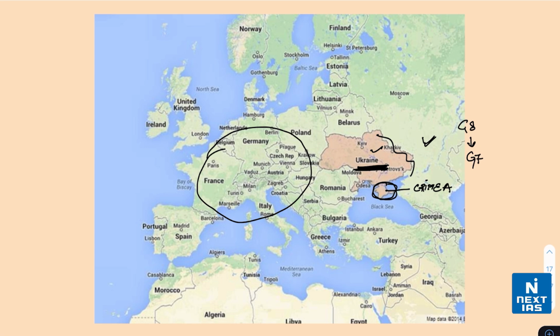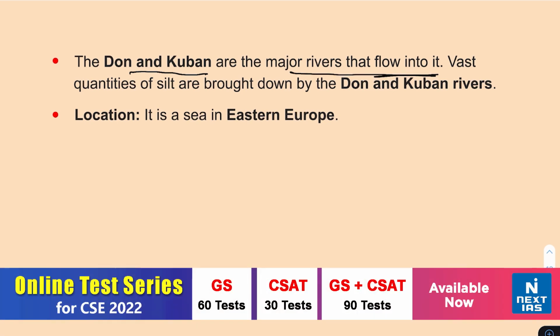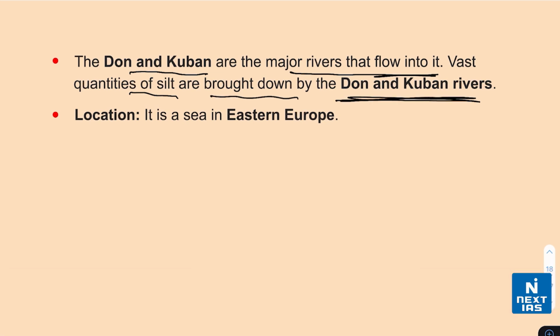In fact, in 2021, Russia put around 20 warships in the Black Sea region. So this particular area is the Black Sea region. Russia wants to secure the Black Sea as well as the Sea of Azov, and it does not want Ukraine to be a NATO ally. The Sea of Azov and the Black Sea are important transit corridors for energy and goods. Moving on, the Don and Cuban are the major rivers that flow into the Sea of Azov, and vast quantities of silt are brought down by these rivers.